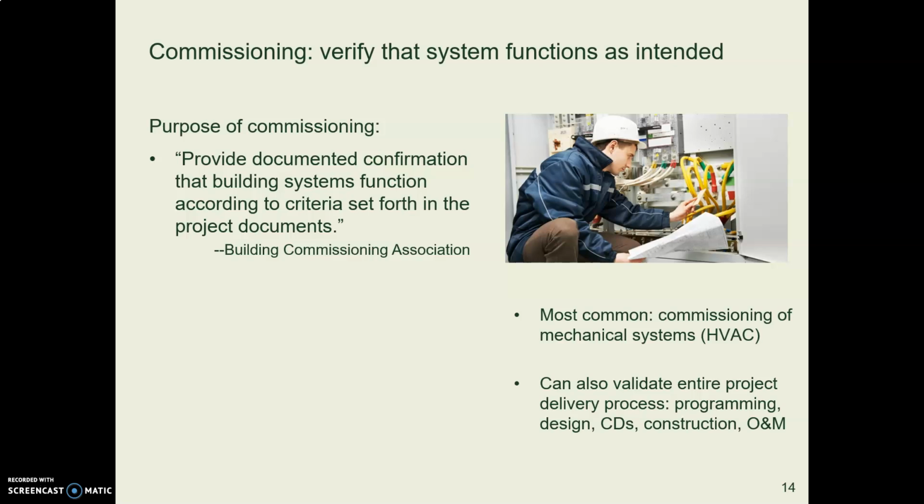Oftentimes it's the HVAC system, the airflow and all of that. But many other systems in a building can be commissioned, and commissioning is a very common step in a commercial project. Notice again, here's the acronym O&M, Operations and Maintenance. I should say, I didn't put a slide in here, but the architect or engineer will often prepare an owner's manual for operations and maintenance, for O&M.